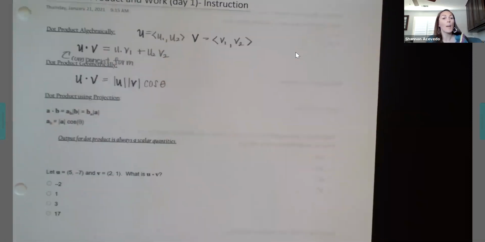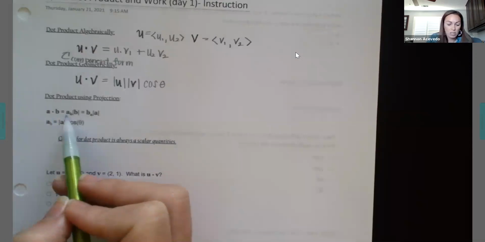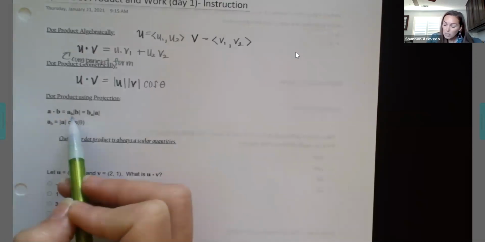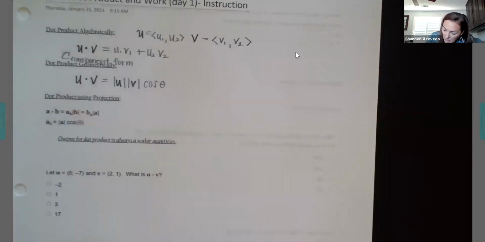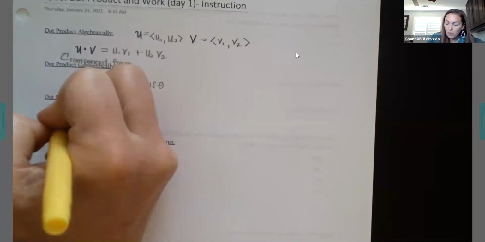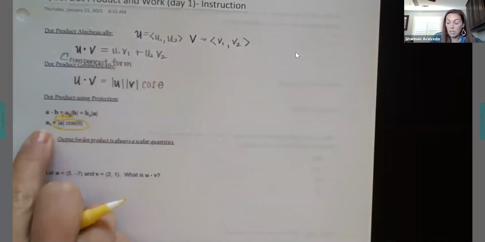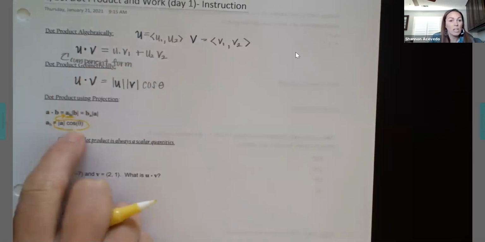All right, and then projection. So dot product using projection. This is probably the hardest of them. What this is saying is that I have A projected onto B, is what this notation means. This piece right here, let me highlight this. This right here is this. So this A with the little sub B is A projected onto B. That is this whole magnitude of A cosine of theta.